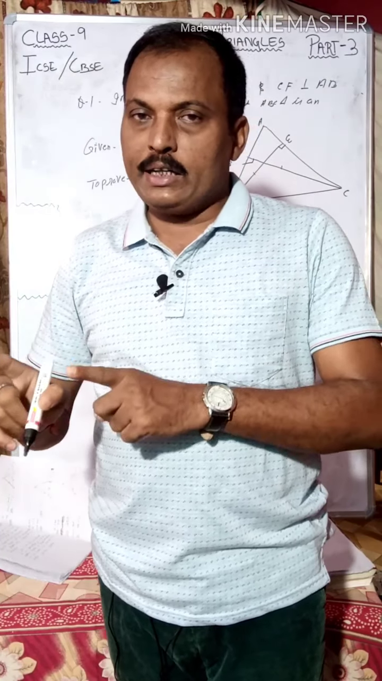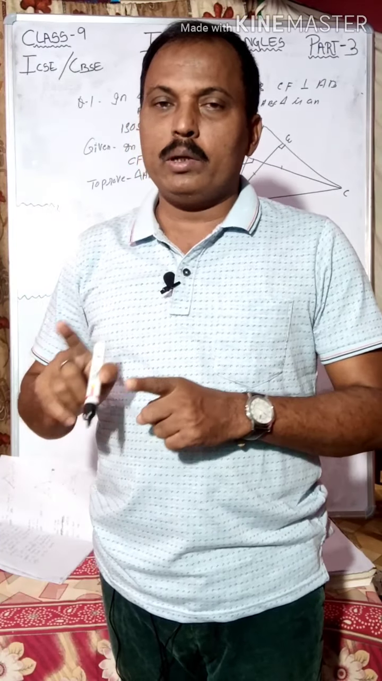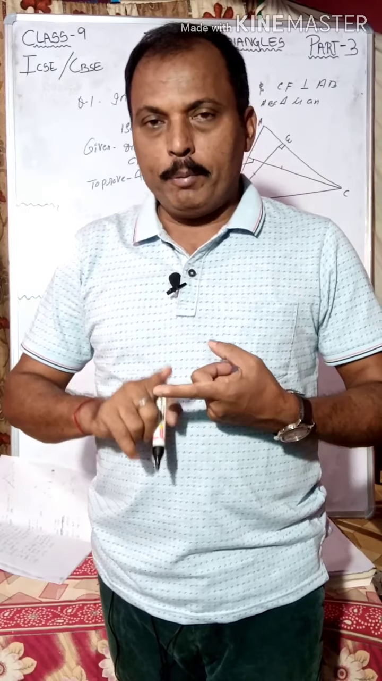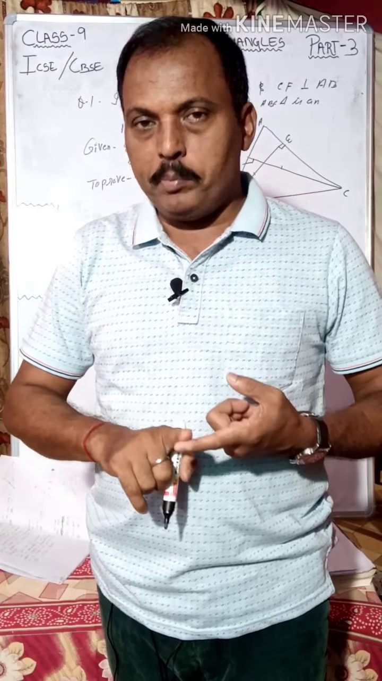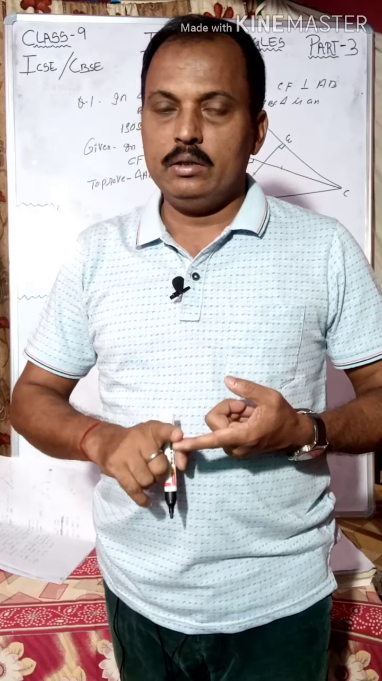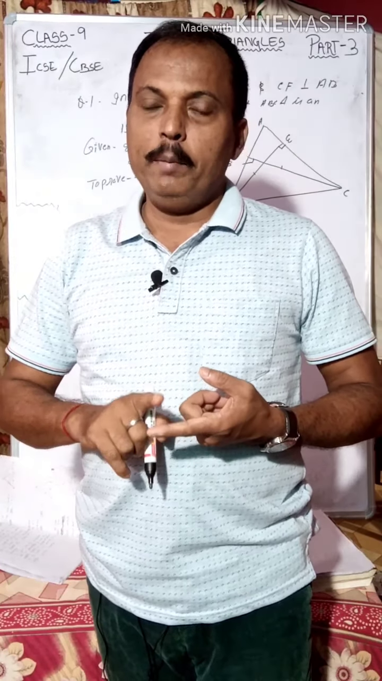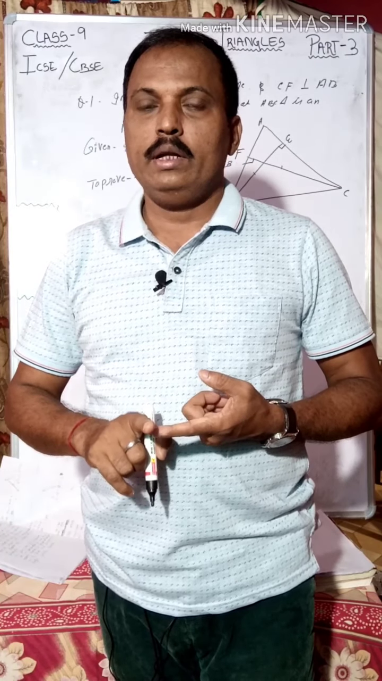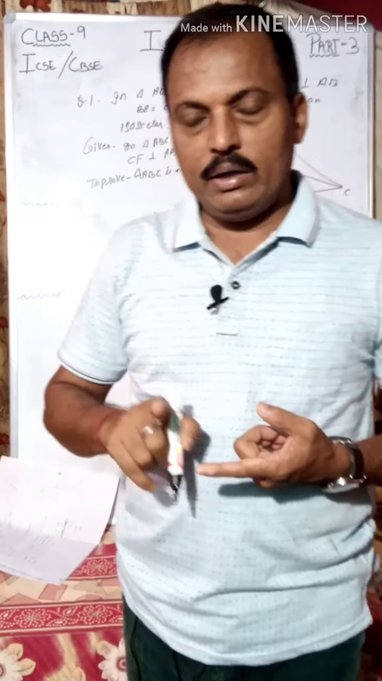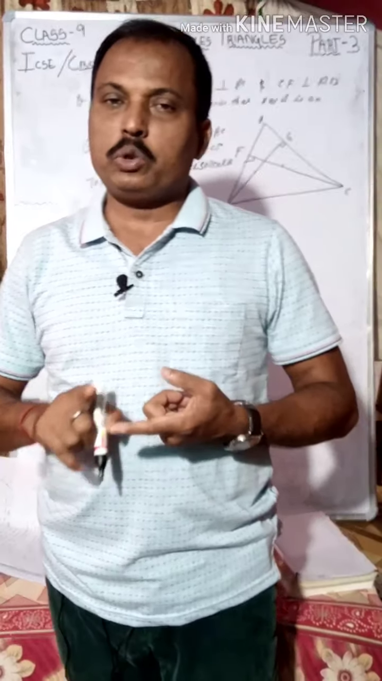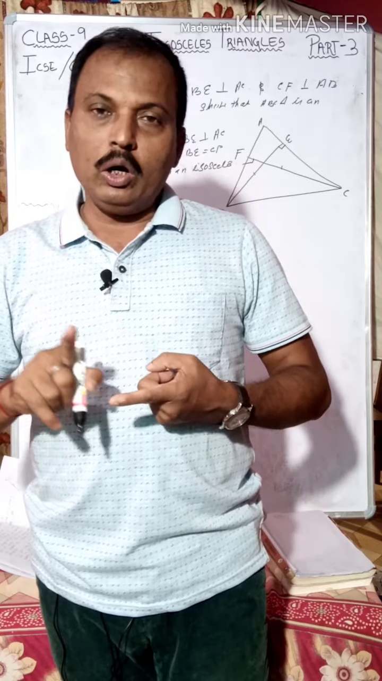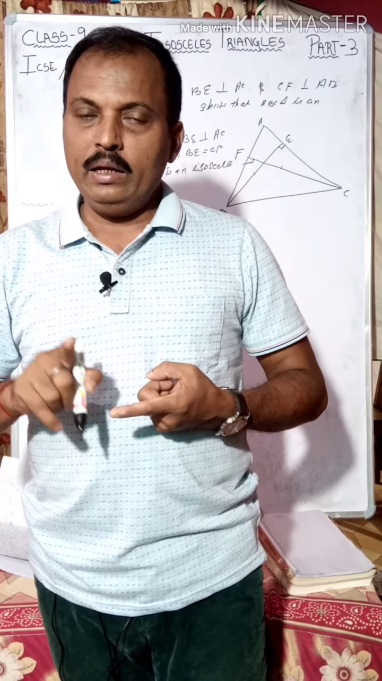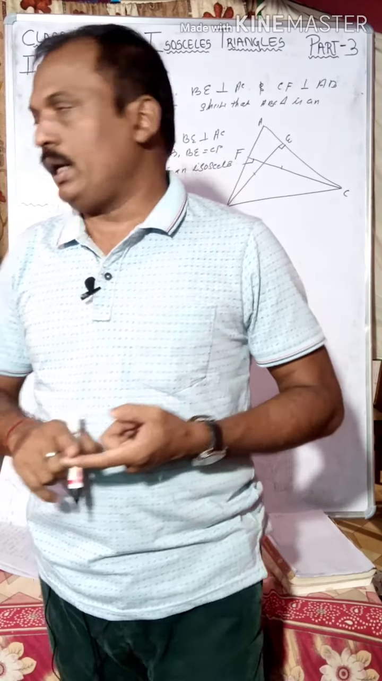So what is the definition? Before we prove the isosceles triangle, we have to know the definition and the statements relating to that triangle. If two sides are equal, then the triangle is called isosceles. Either two angles are equal or two sides are equal, then that triangle is an isosceles triangle.